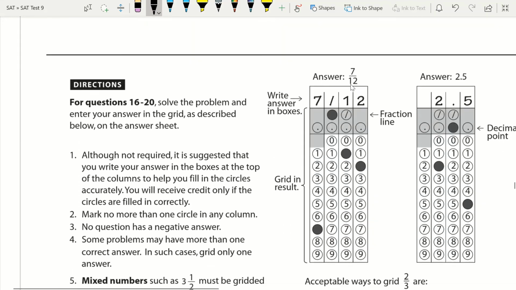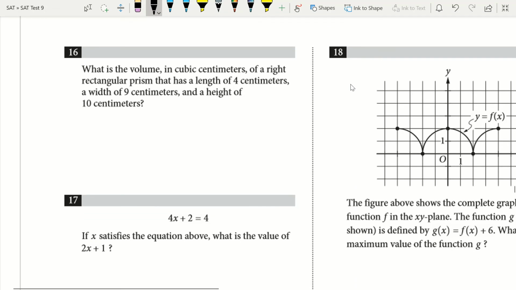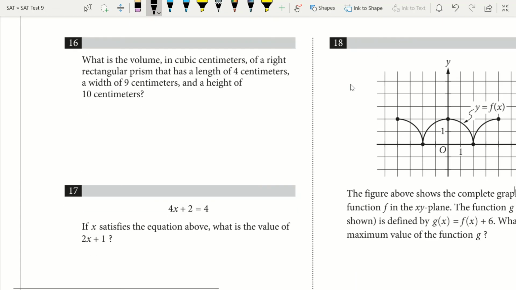All right, question 16. What is the volume in cubic centimeters of a right rectangular prism that has a length of 4 centimeters, a width of 9 centimeters, and a height of 10 centimeters? Well, the volume of a right rectangular prism is going to be our length times our width times our height. So I'll go ahead and write that for you here. Length times width times height. We know that our length is 4 centimeters. We know our width is 9 centimeters. We know our height is 10 centimeters.